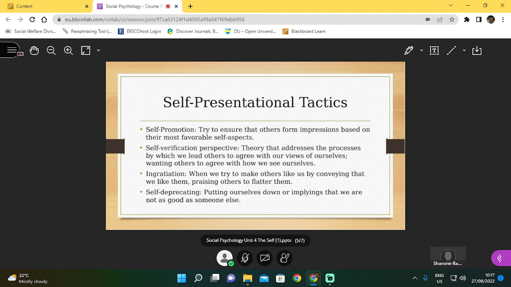That's the self-verification perspective, and lots of people do that. They come to you, they want you to do a particular work, and they tell you that you have extra potential, you do extra good work. But I want other people to agree with how we see ourselves.